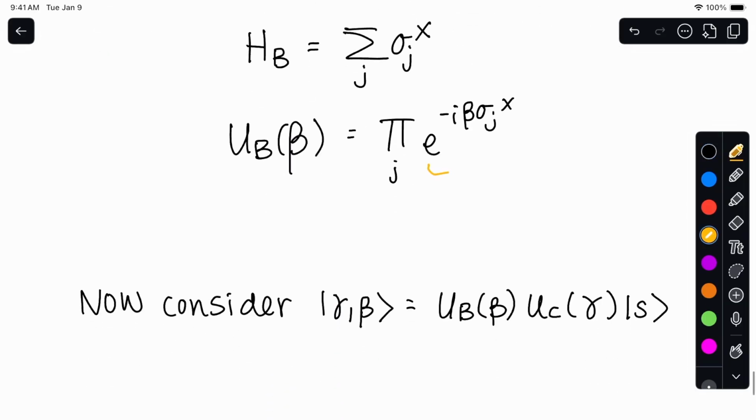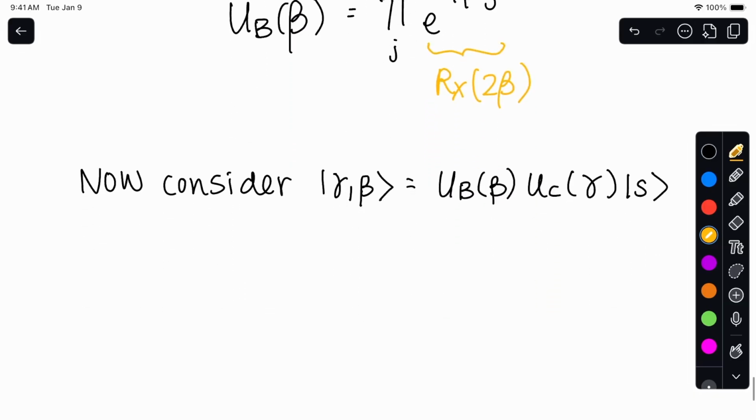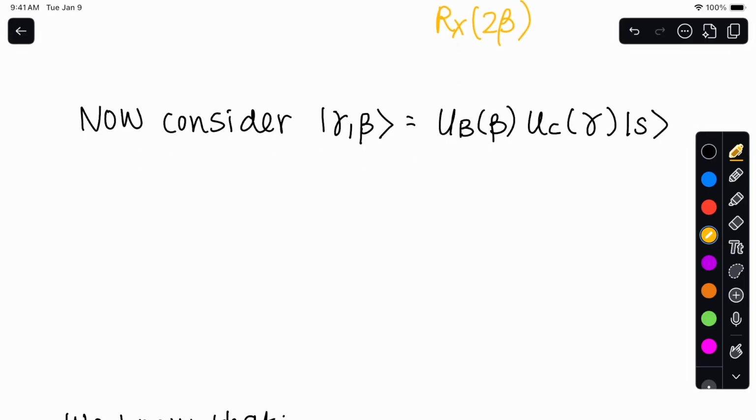And now, what is this unitary here? This is going to be our Rx rotation of 2 beta. So now consider the state gamma beta, which is just our equal superposition state. We apply the cost unitary and then the mixing unitary. Now our expectation value is going to be this.